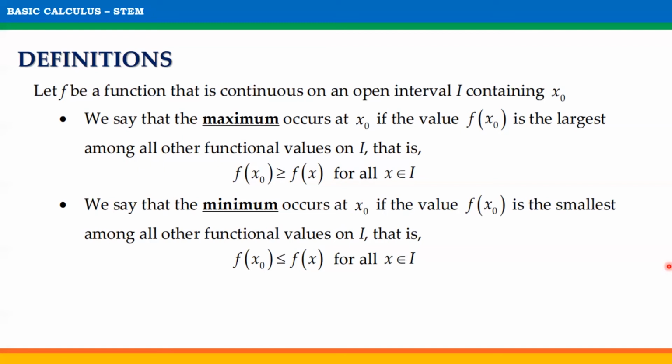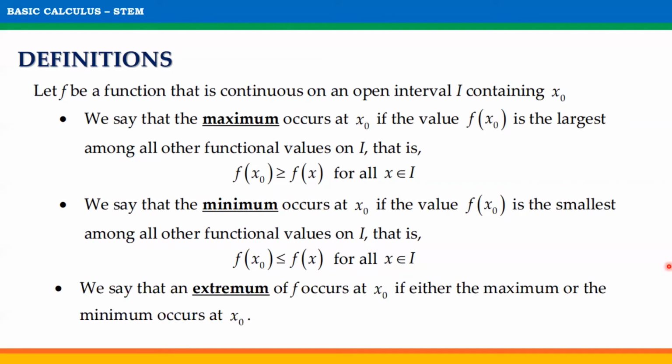I. For the minimum value, its definition states that for a function f, when one evaluates f at all values within the interval I containing x sub 0, and it occurs that f of x sub 0 is the smallest among all other values, then f of x sub 0 is the minimum value of f at I, and this value occurs when x is equal to x sub 0.